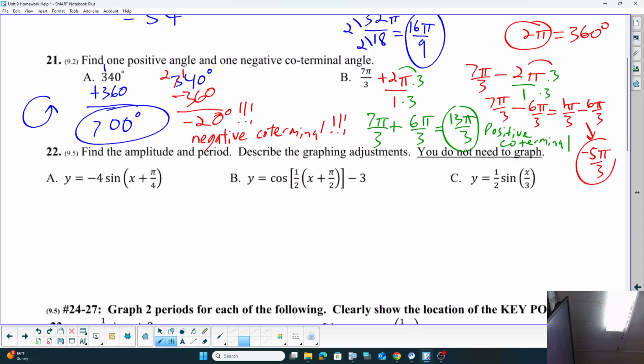Pi over 3. Woo! Yes, it's getting warm. It's coming off now. Okay, there we go. Okay.